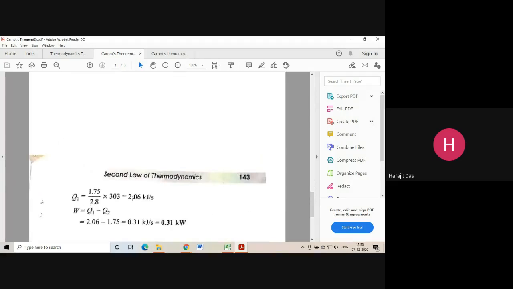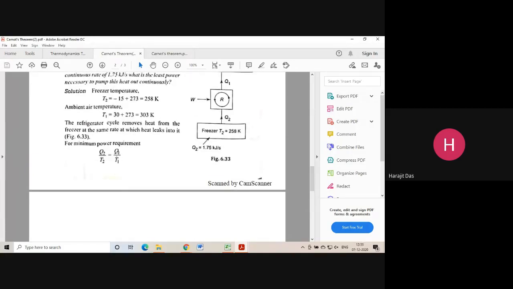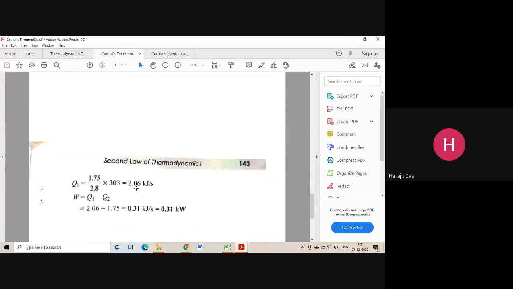So q1 will be this much. From this relation, all the three parameters are given. To find q1, you need to multiply t1 by q2 by t2. Here you will get the value of q1. And what is w? w will be simply q1 minus q2.